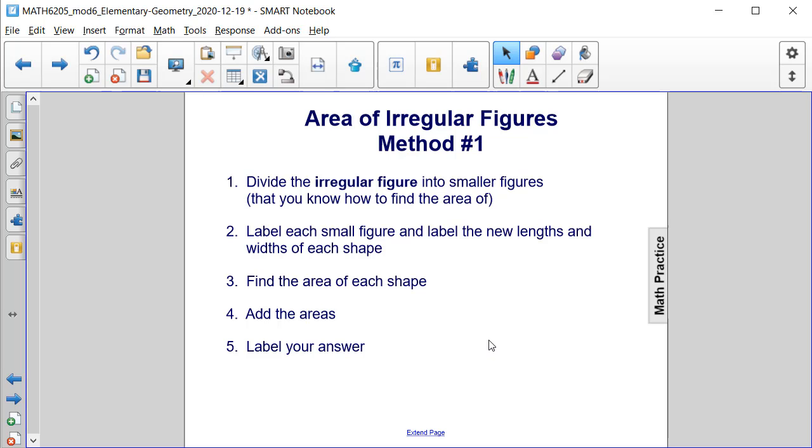Now let's talk about how to find the area of irregular figures. There are multiple methods or ways to go about this process. Let's start with the first method.